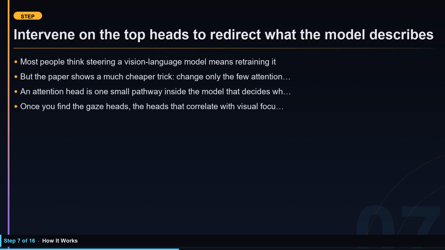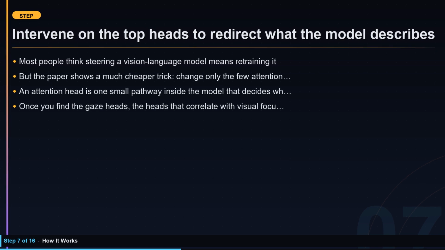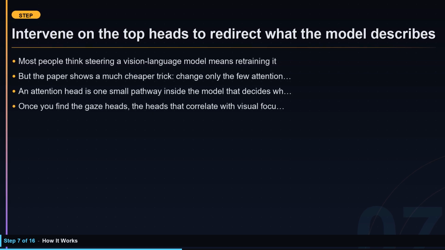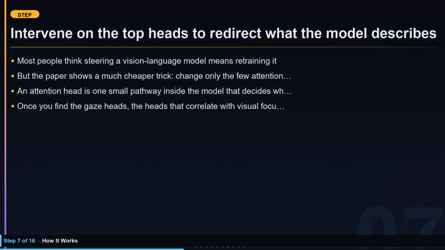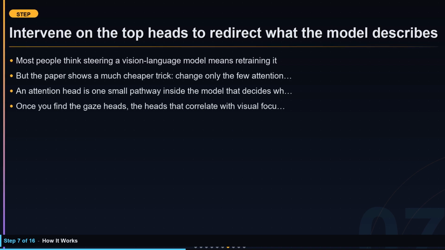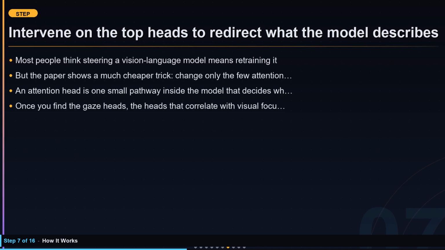That matters because it gives you control at inference time, which means no retraining, no fine-tuning, and no new labeled dataset. For product demos, assistive tools, and safety controls, that is a huge win. But there is a catch most people miss. You only get this behavior if you first identify the right heads.